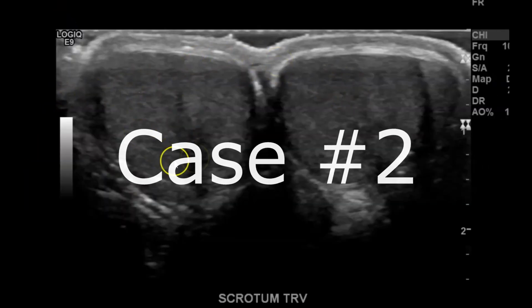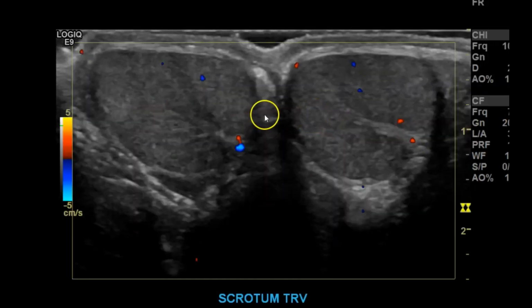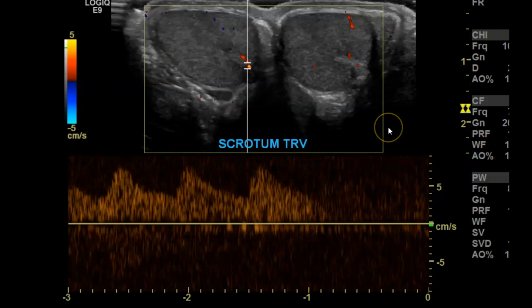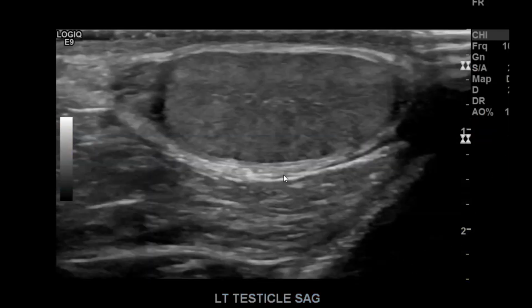Here's another one. Here's the twins view, right and left testicle in transverse. A little bit of flow. Good Doppler flow. Again, this is the mediastinum testis. This is a testicle in longitudinal. And this patient has left testicular pain.